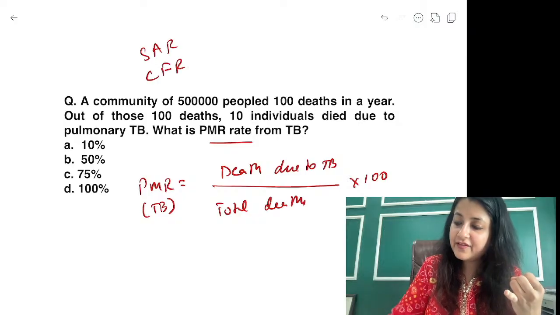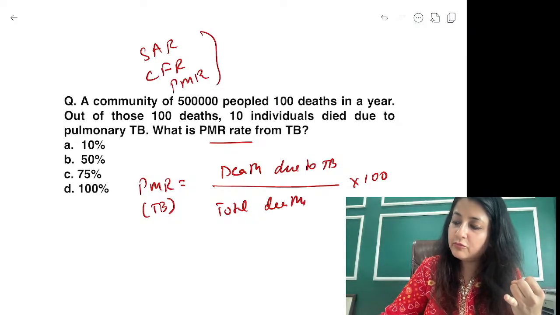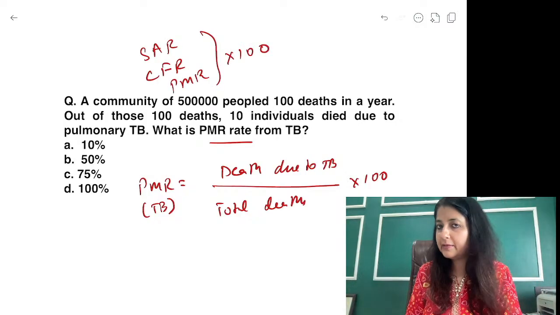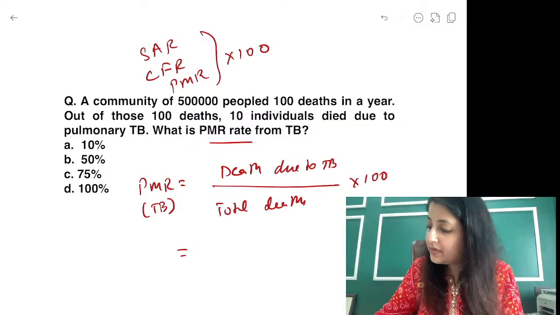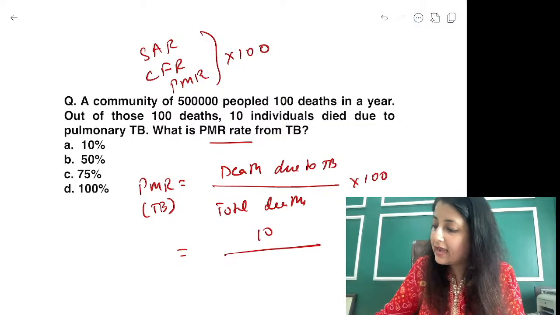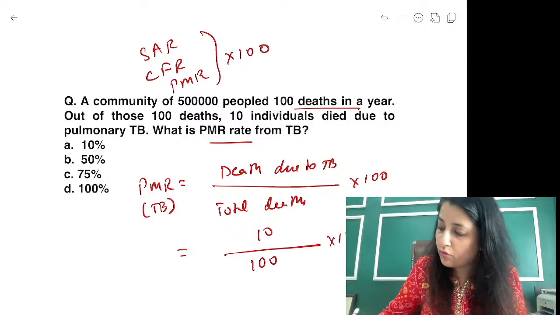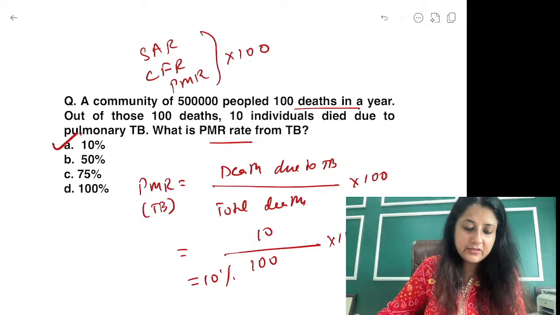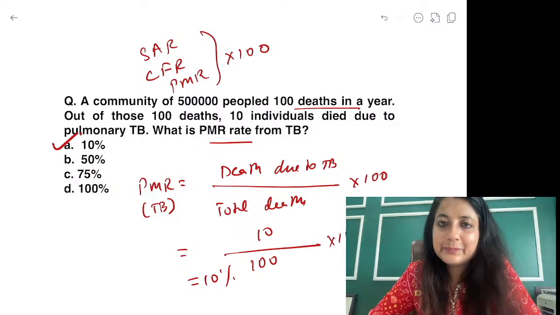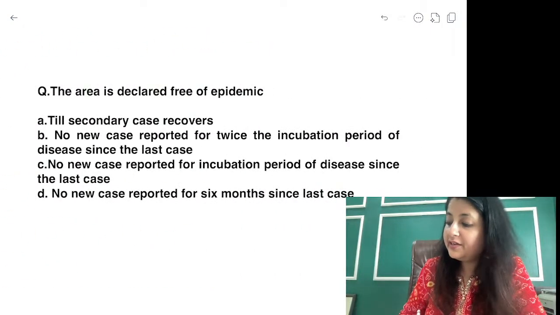SAR, CFR, PMR. सब में तुम्हारा multiplier 100 है, भूलना नहीं. ठीक है? So deaths due to TB, 10 individuals died. And total 100 deaths हुए थे into 100. So obviously you don't need a paper pen for this. Your answer is 10%. ठीक है? So these three terms are important.